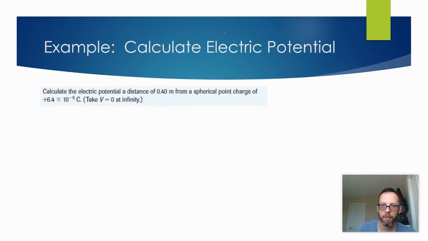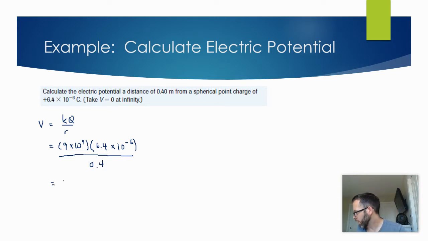So let's just do a simple example. We're going to calculate the electric potential 0.4 meters away from some spherical charge setting up a field. So voltage, K, Q over R, 9 times 10 to the 9, K. Our charge, positive 6.4 times 10 to the minus 6. Again, sign is important here when we talk about potential energy and potential. And R, 0.4. So let's calculate this, and then we'll get our answer. It will be in volts. And we'll actually talk about what this answer means.